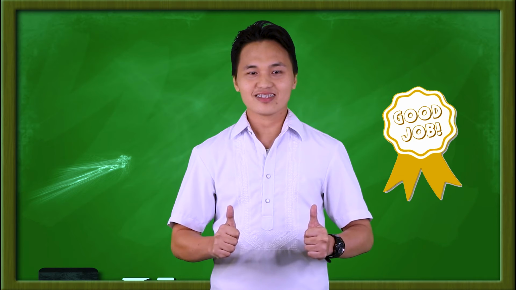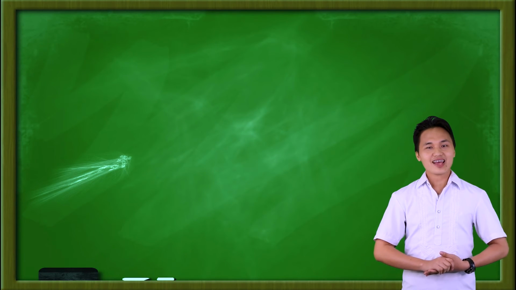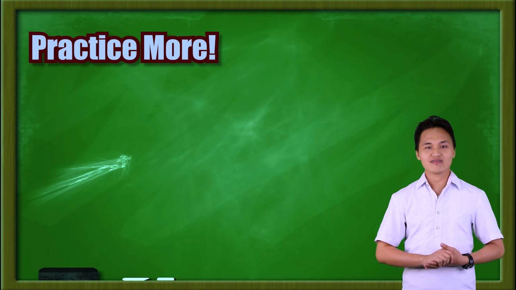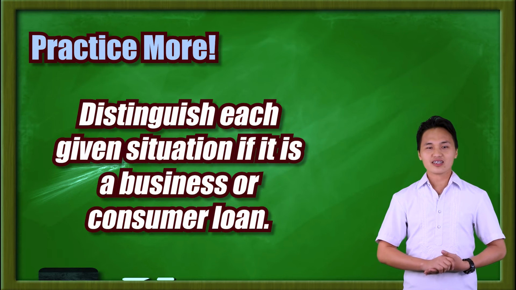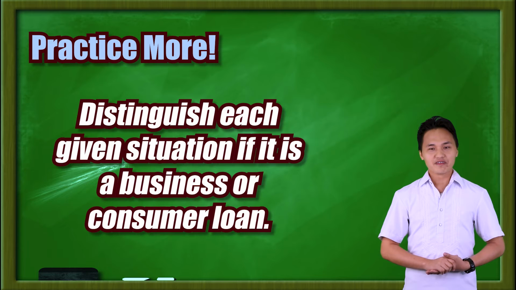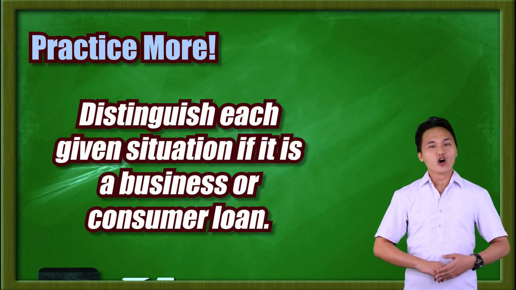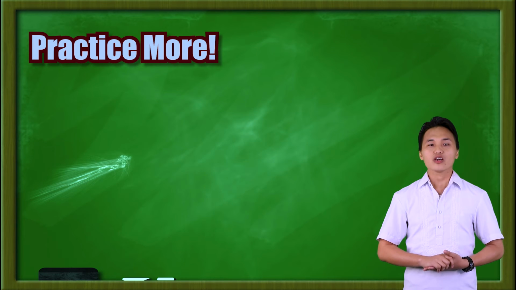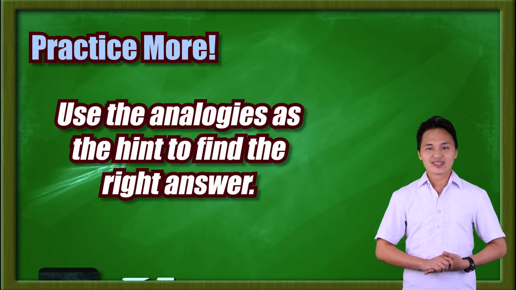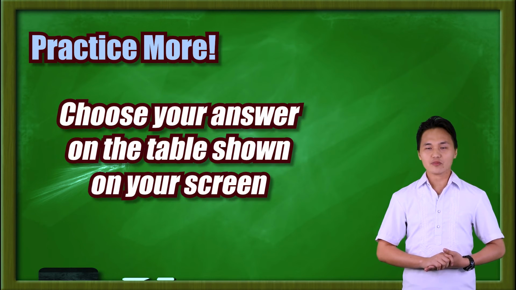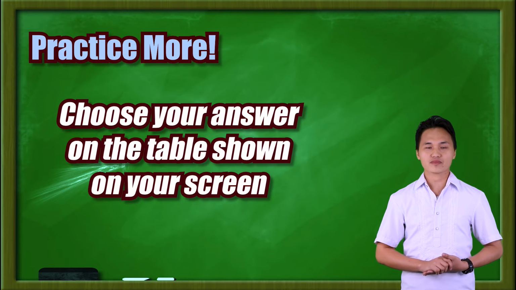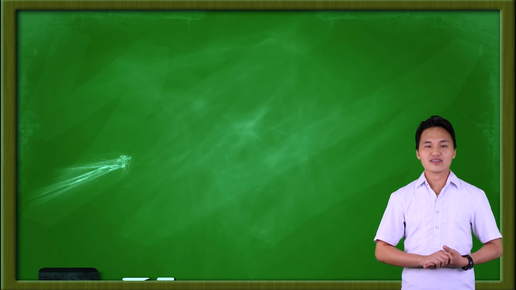Great! Now, let us practice more. Distinguish each given situation if it is a business loan or a consumer loan. Use the analogies as the hint to find the right answer. Choose your answer on the table shown on your screen. To better understand, let us have this example.